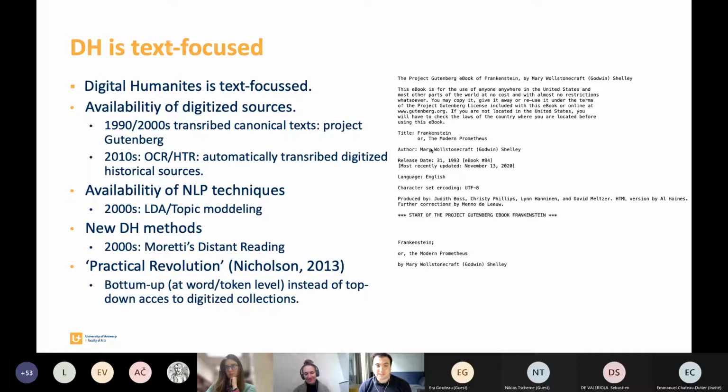I very much agree with this claim, right? Instead of a top-down approach, which researchers used to have to take, where they had to go into the archive from the top, start with all sorts of keywords maybe, and then finally come to the sources, this practical revolution means that researchers now have bottom-up access, directly to the word or token level of the digitized collection.